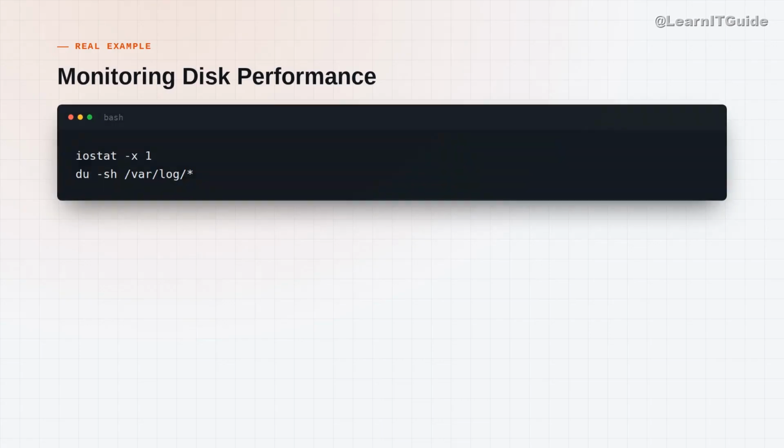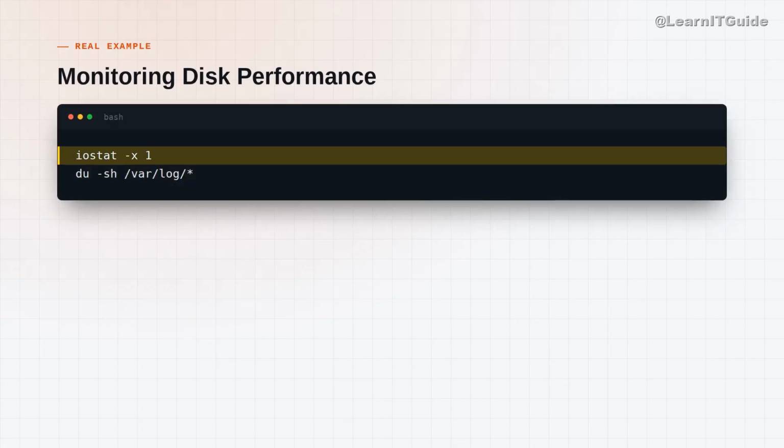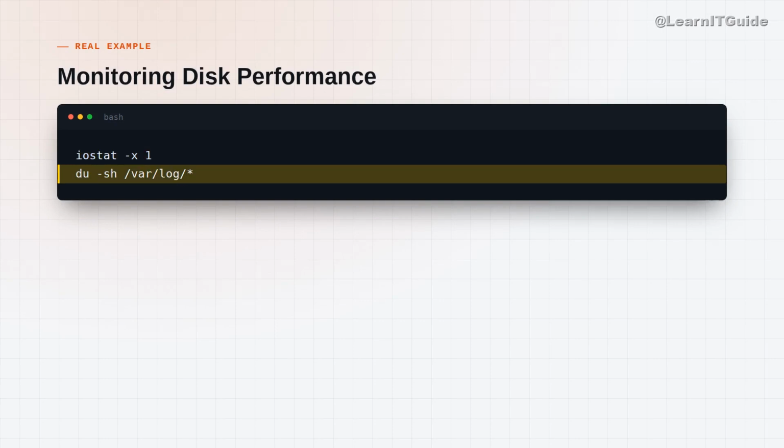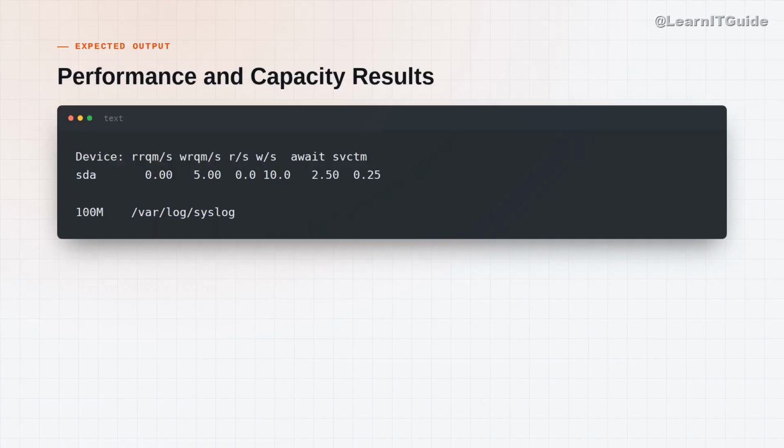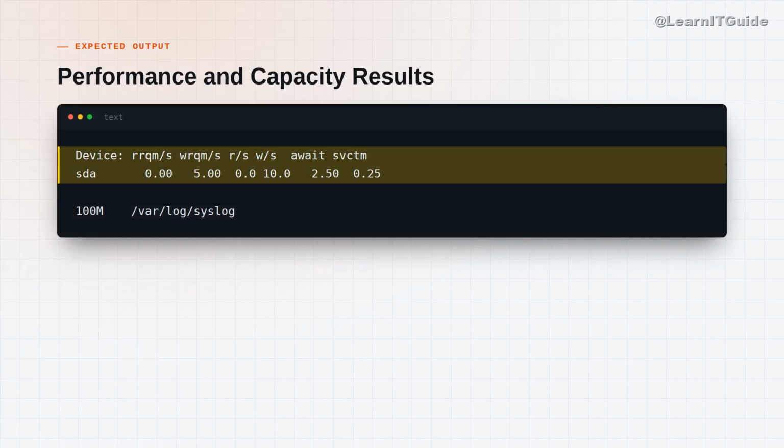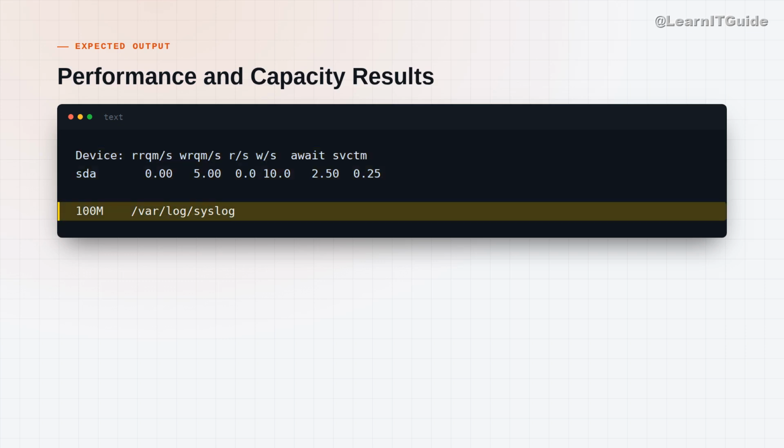In a production environment, you need performance stats. Line 1 runs iostat with the -x flag. This tells you if your disk is actually saturated. Line 2 uses the du command to find which directories are consuming your blocks. As a senior engineer, look at the await column in the iostat output. That is the average wait time for I/O requests. If that number climbs into double digits, your file system is struggling. The du output confirms that our system logs are taking up 100 megabytes. This is how you identify the culprit of a full disk in seconds.